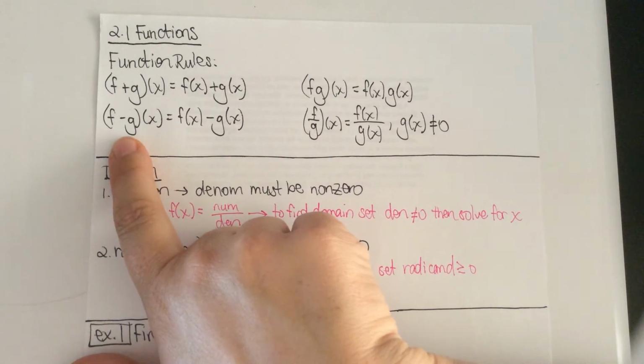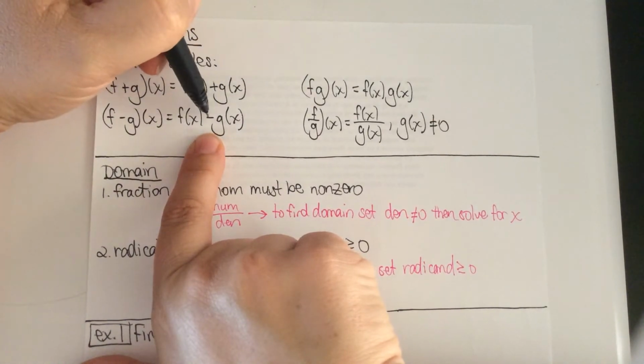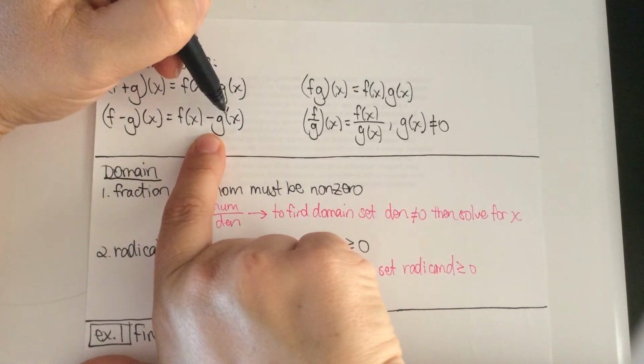Subtracting, this is the notation we use, and this is what it means. What you need to be sure to do is, if g of x is a polynomial, you need to make sure you distribute that negative to all of the terms of g of x.